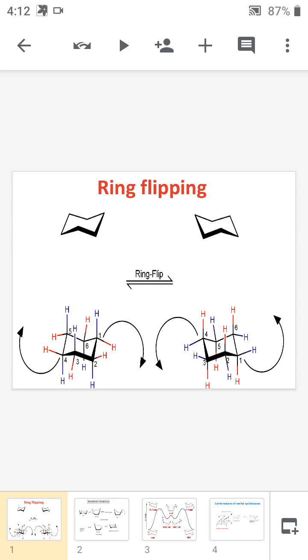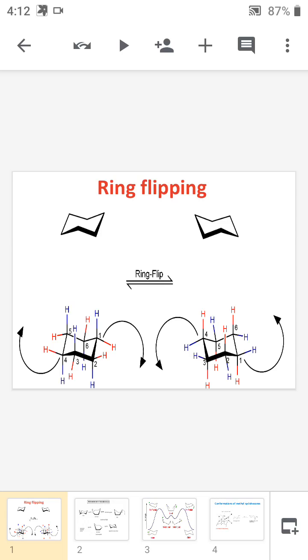exist in an equilibrium, and this conversion occurs at room temperature itself. So the first one is the chair form, and here there is an axial and equatorial bond. During flipping, the position of the C1 carbon atom changes, and the axial bond of the C1 carbon becomes the equatorial bond, and the equatorial bond becomes the axial bond.